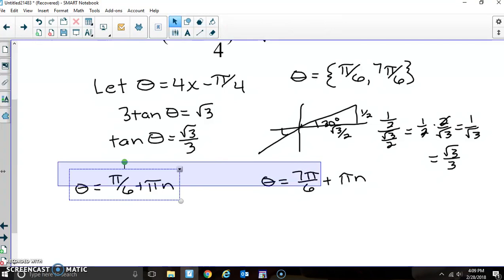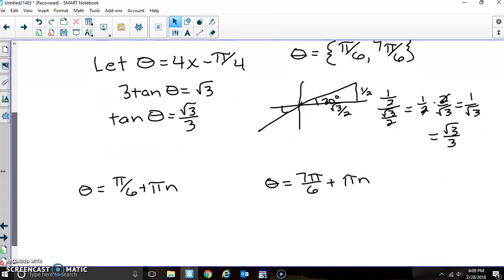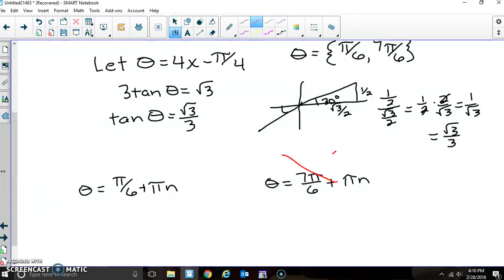Now we talked about this in an earlier section, that if you add pi to pi over 6, you are going to get 7 pi over 6. So these two actually are going to end up being the same set of values. So we only need to use one of them for tangent and cotangent. Whenever I have an equation with tangent or cotangent, I need one set. So we can eliminate this second set and not worry about it. So we only have to solve the first one.